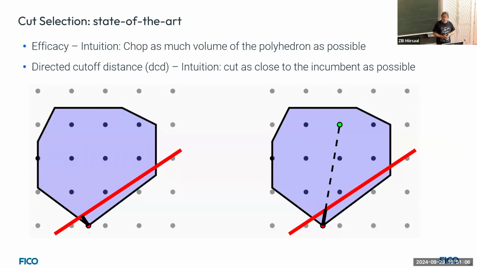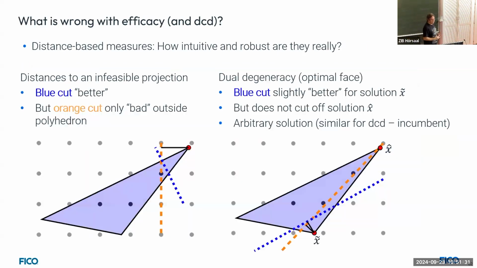There are different state-of-the-art cut selection rules, like the efficacy here, which is literally just the Euclidean distance between the point that you're cutting off and the cutting plane that you generated. The directed cutoff distance is again a distance measure, but not along the perpendicular line towards the cutting plane, but along the line that connects the LP solution with the incumbent solution. Again, deeper is better.